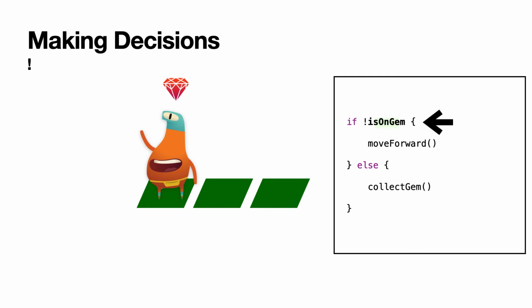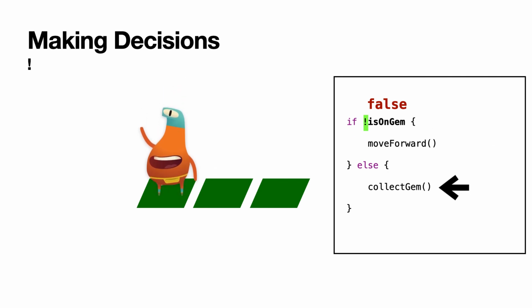And now when we do the check, is on gem is true. But with this not operator, it flips that value to false. So we'll actually wind up executing our else condition, which is we'll collect the gem.